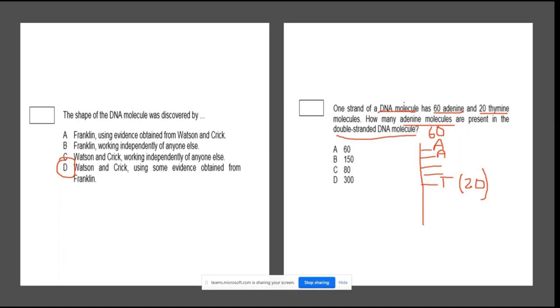Right, now we need to work it out. There's 60 adenine in the strand, 20 thymine in the strand. So in the complementary strand, there will be 60 thymine and 20 adenine, meaning how many adenine do I have in total? 60 plus 20. So my correct option is 80. I know this was a bit of a challenging one, but I do know our learners got this one correct. Are there any questions on this particular question? Okay, then we can move forward.